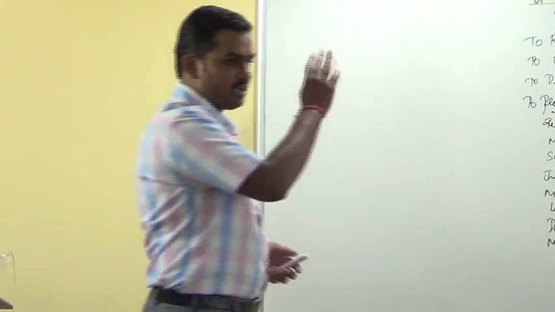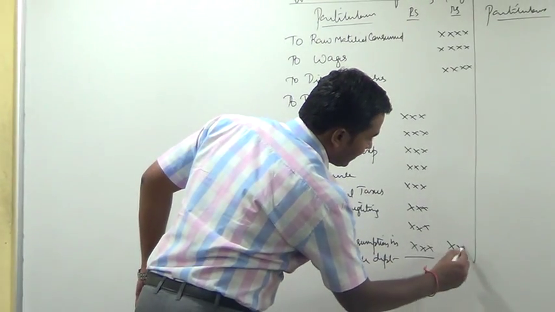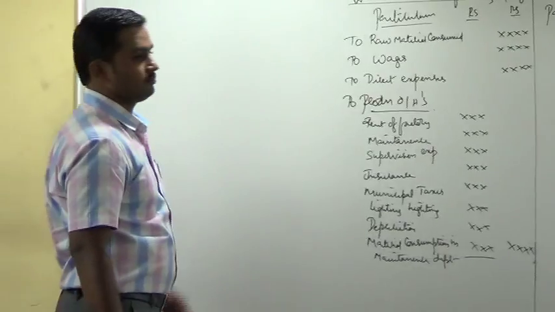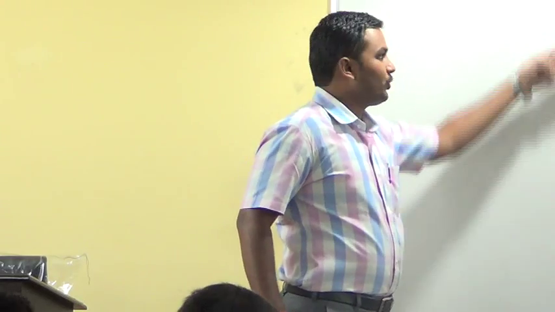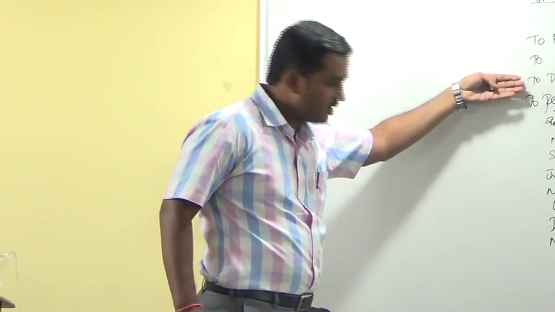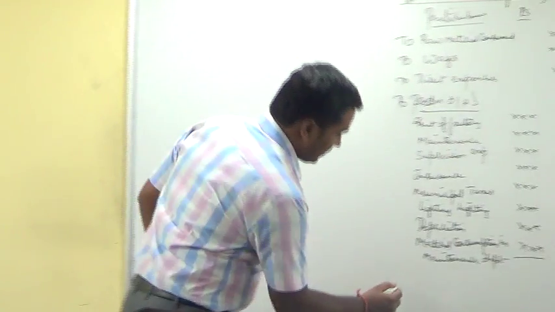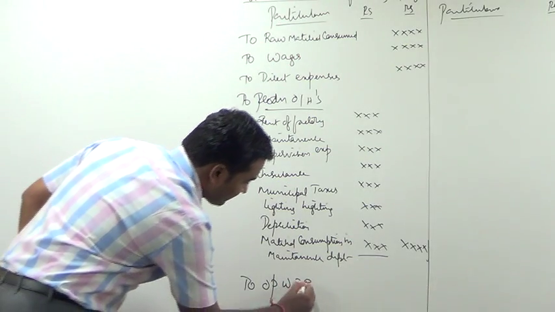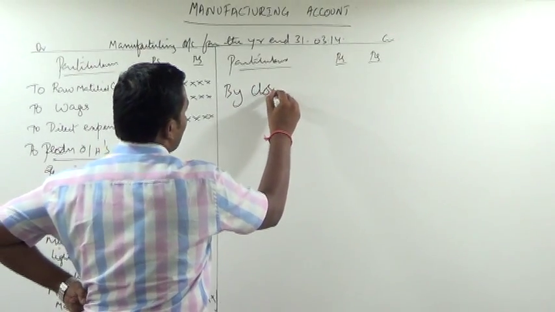There can be many more production overheads. We limit our list. Okay. Total you can write in the outer column. This is all the expenditure incurred during the year. During the year raw material consumption, during the year wages incurred, during the year expense incurred, during the year overheads incurred. Okay. Then we'll also add opening work in progress. We'll also debit opening work in progress in the manufacturing account. Closing work in progress will be credited.